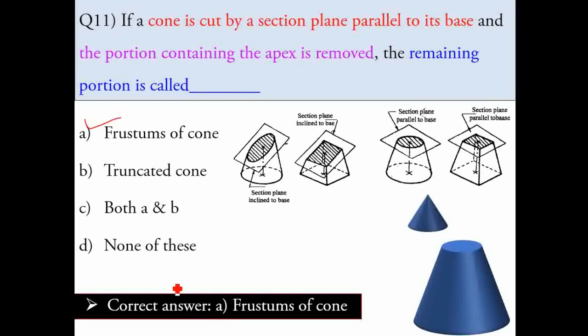Now the same question with a different condition. The cutting plane is inclined to its base. If the same object is cut by a cutting plane which is somewhat inclined to its base, then that object is called the second one, a truncated cone. That is what we have to remember.